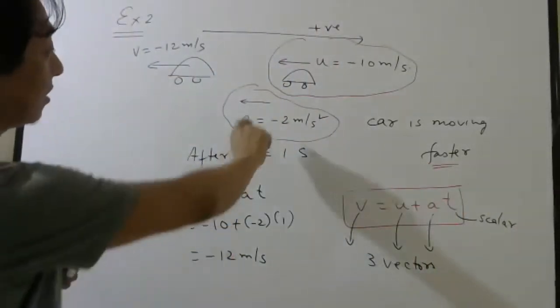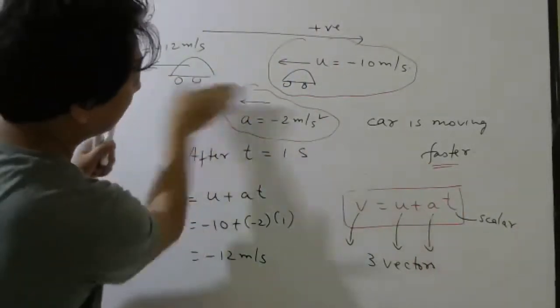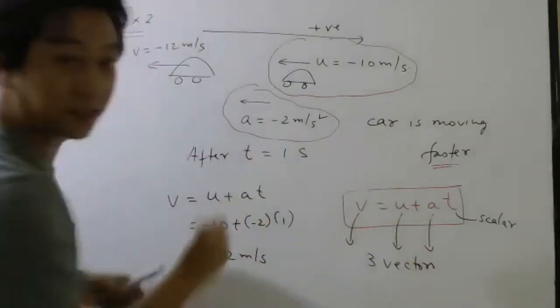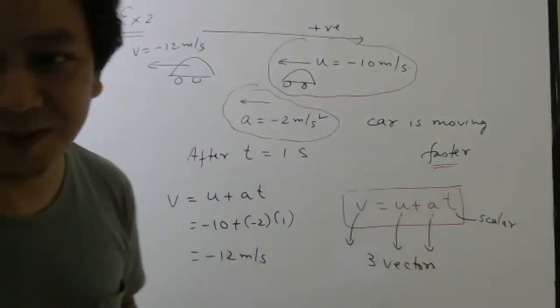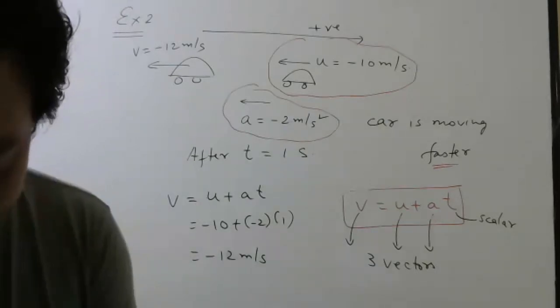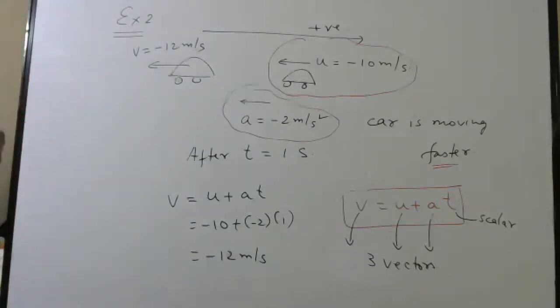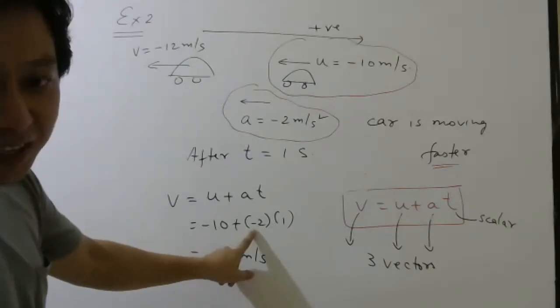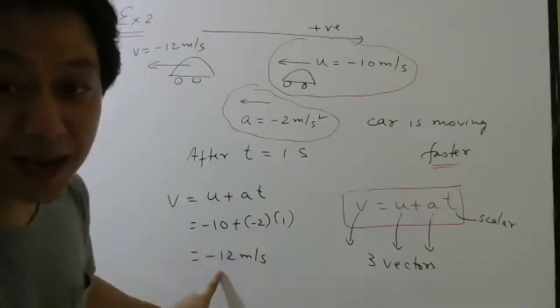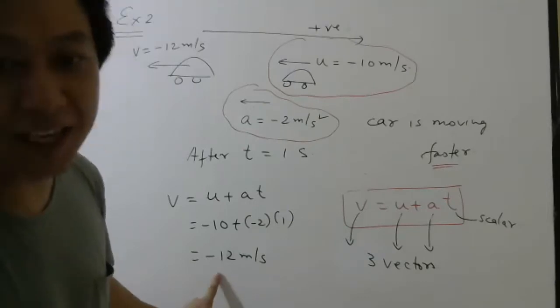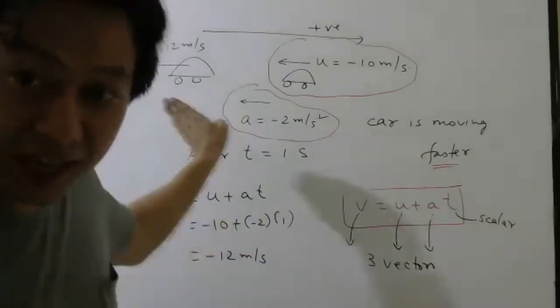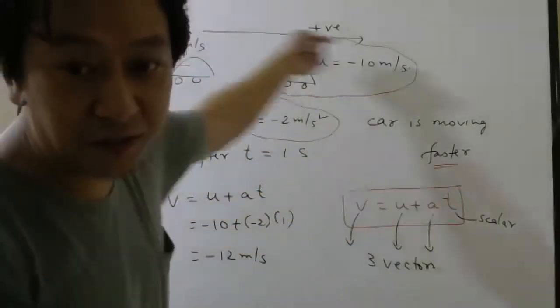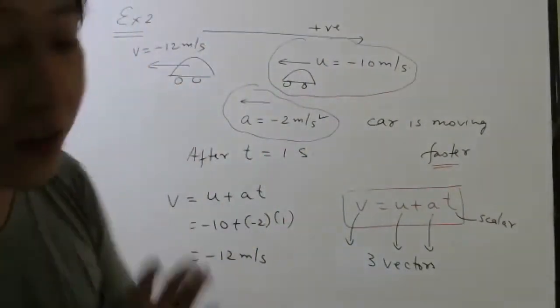Now you can try: if acceleration was this side, then it will be plus. That you do yourself, everything I should not do. If this was plus, it will come minus 8. Minus 8 means it is moving this side only, opposite to the positive direction, but it is moving slower.